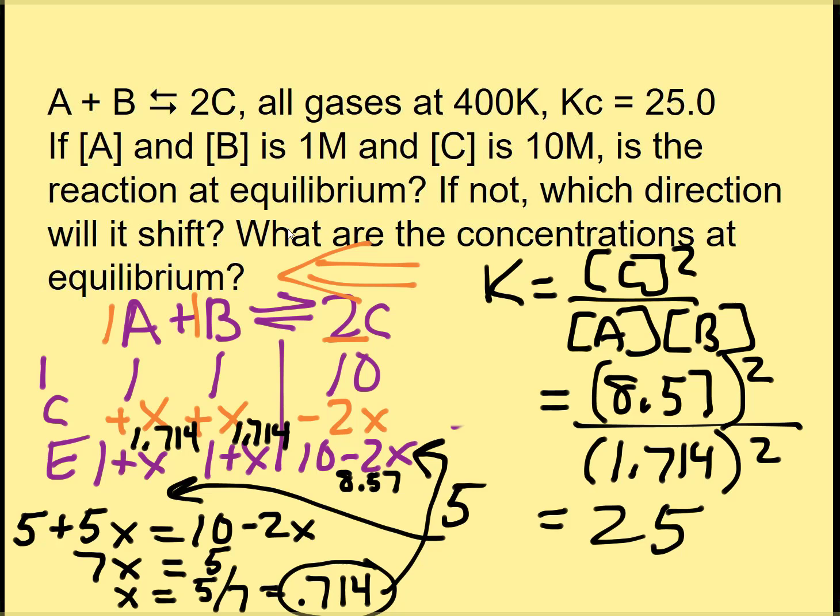Our answer of equilibrium concentrations is right there, the 1.714 for A and 1.714 for B, and C would be 8.57 at equilibrium.